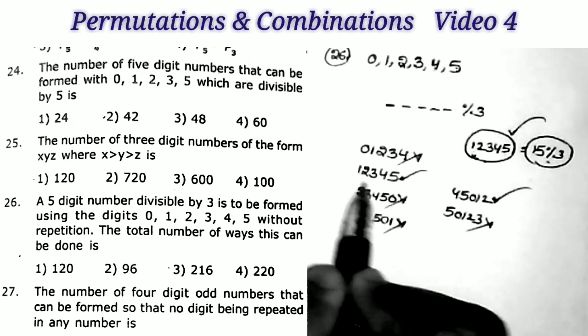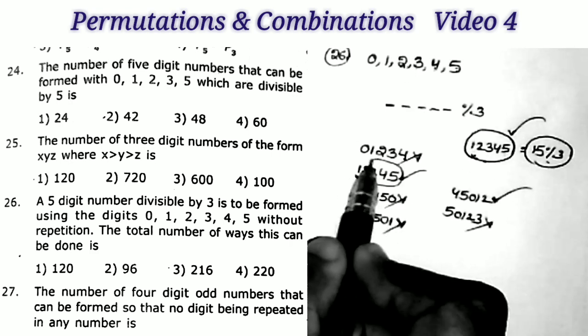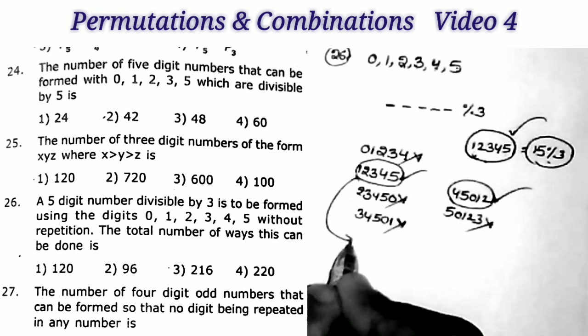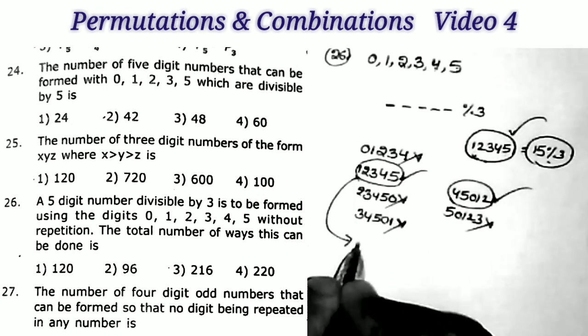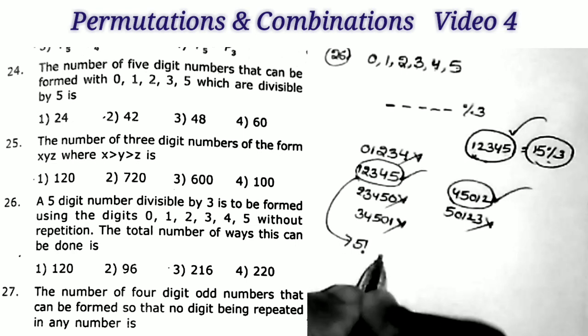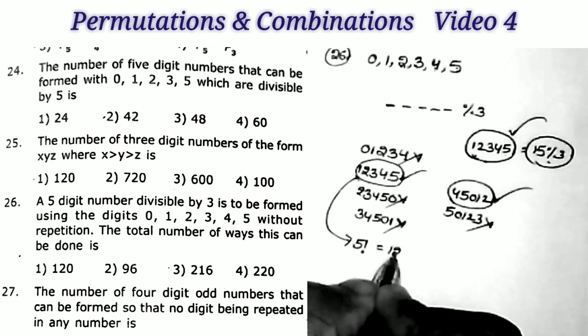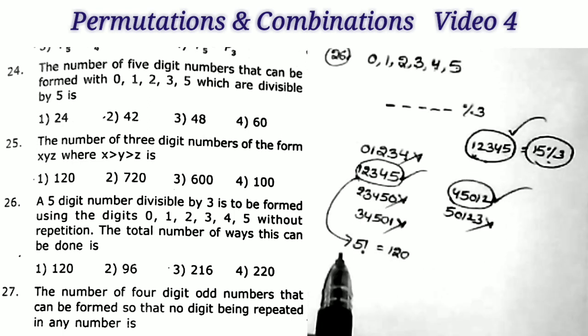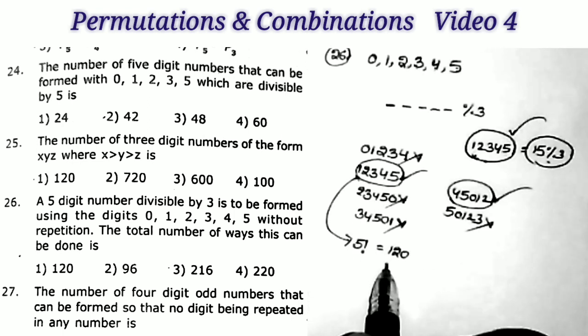Okay, so here we get two combinations which are divisible by 3. Okay, so here 1 2 3 4 5. Now we can arrange these 5 numbers in 5 factorial ways, that is equals to 120.